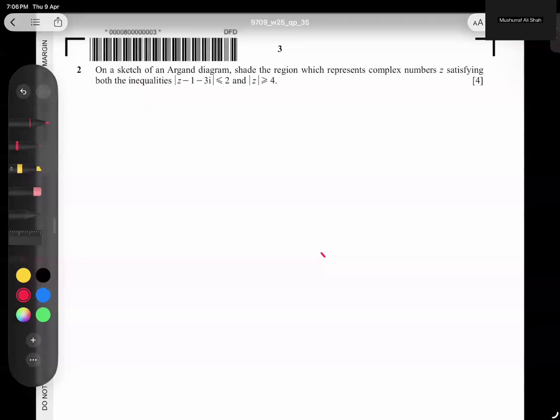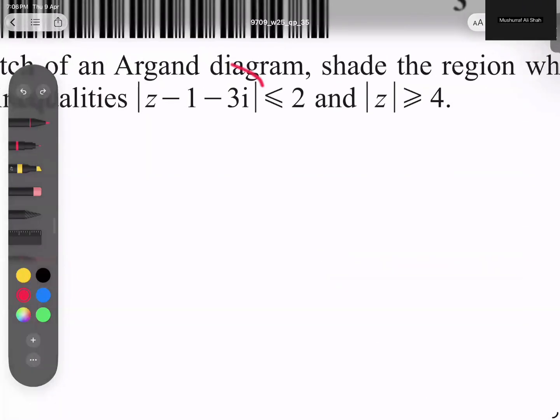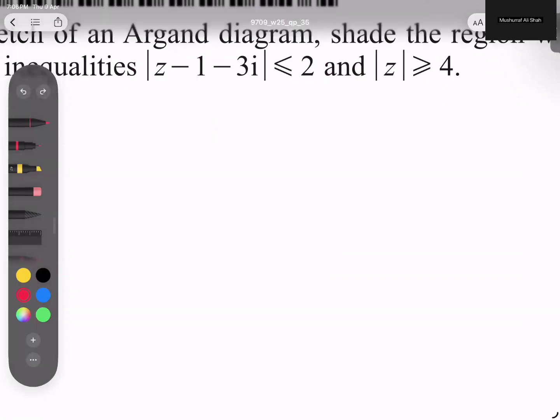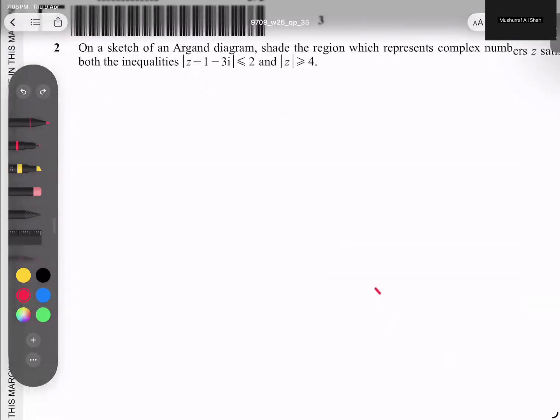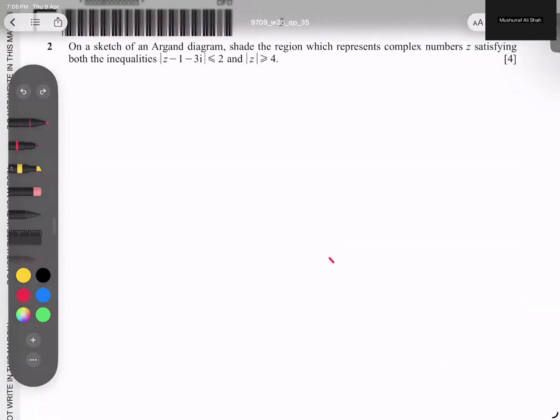Question number 2, students. If you look carefully, we have two circles. How to understand two circles? Basic criteria: whenever a modulus is involved on one side and a number on the second side, that is a clear idea of the circle. So we have two circles that we have to make together. Let's start. So how can we make it?